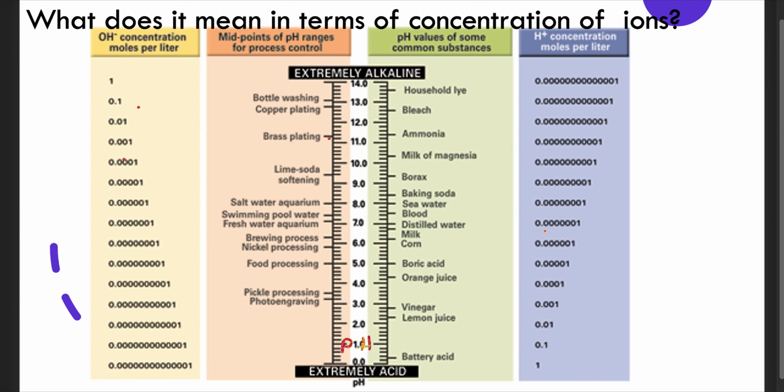Okay, and just to summarize, just remember that as we go up the pH scale, our hydroxide ion concentration increases. As we go down the pH scale, meaning from 14 to 0, our hydrogen ion increases. Oh, that came out crooked, I'm sorry. And also our hydronium.